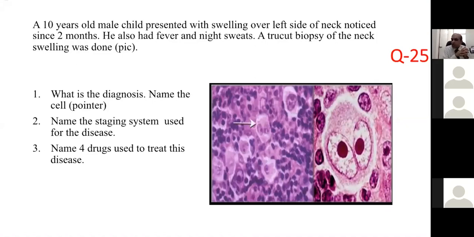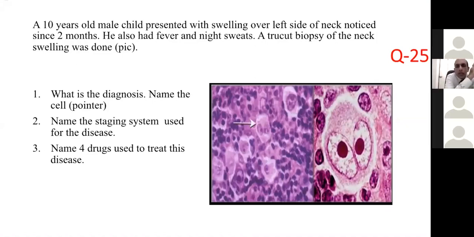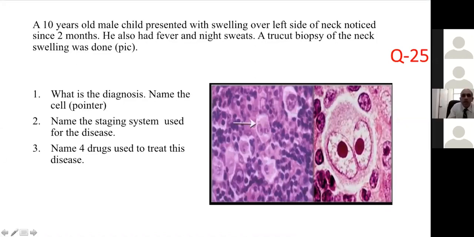And you need to know the staging system and the 4 drugs that are used. Would anybody like to say what are the drugs used? What is the staging system? Ann Arbor staging system, you're right. And the drugs used are ABVD commonly. So adriamycin, bleomycin, vinblastine, dacarbazine, the common drugs used to treat Hodgkin lymphoma. Very good outcome. More than 90% are cured, especially if they present early.